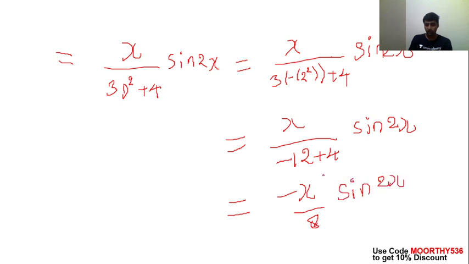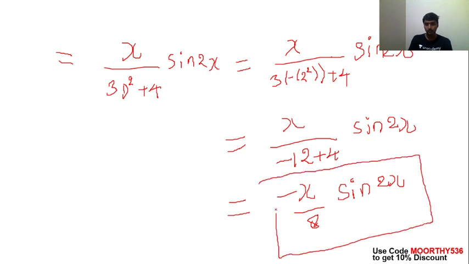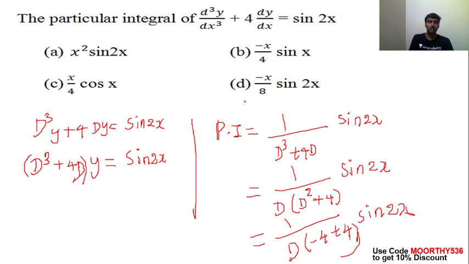So this is the solution for the given equation: minus x divided by 8 into sin 2x. Coming to the options, minus x divided by 8 sin 2x is option D, the correct answer for the given differential equation. These are the discussions about sin ax or cos ax.